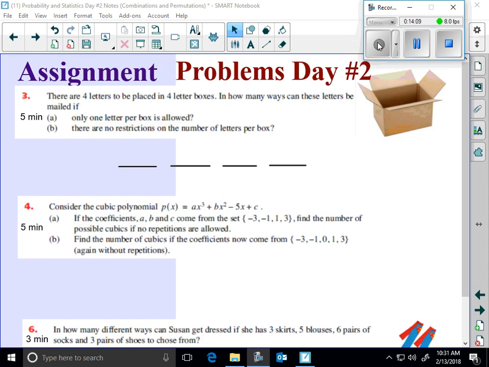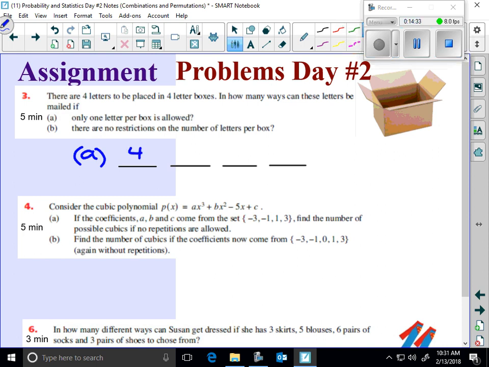Okay, let's look at a couple homework problems here. Number 3, how about that? There are 4 letters to be placed in 4 letter boxes. I don't know why they do that. In how many ways can these letters be mailed if only 1 letter is allowed per box? Part A, how many different letters could I put in the first box? 4, then 3, 2, 1. That's just 4 factorial. Or 4p4.